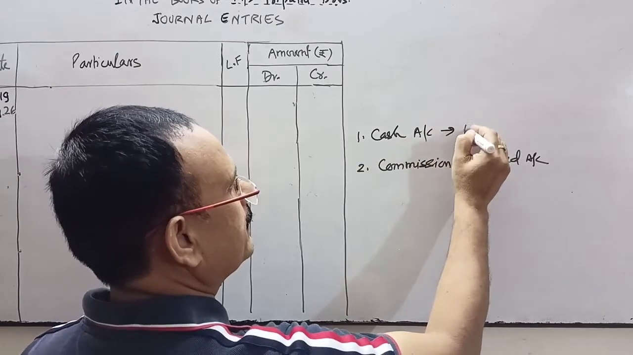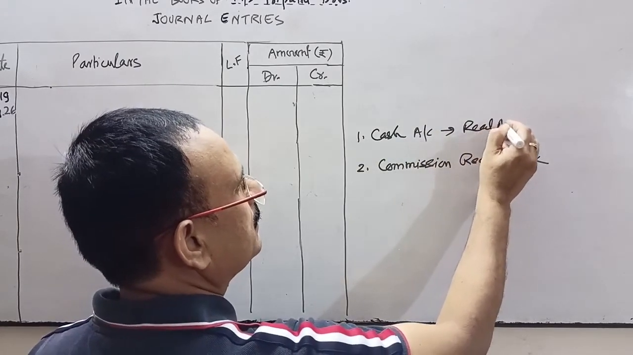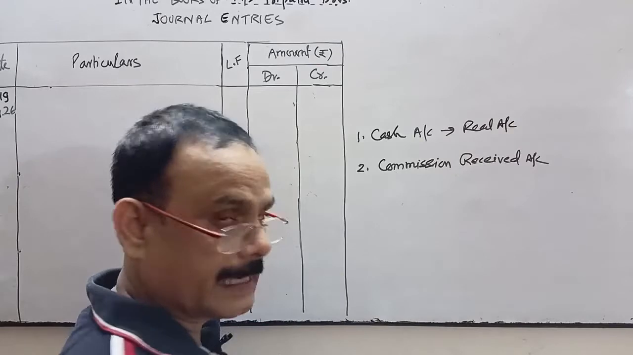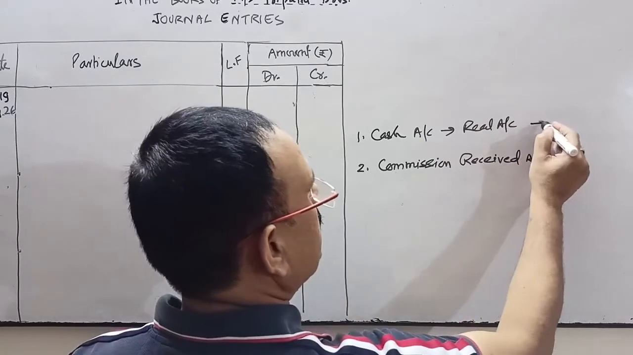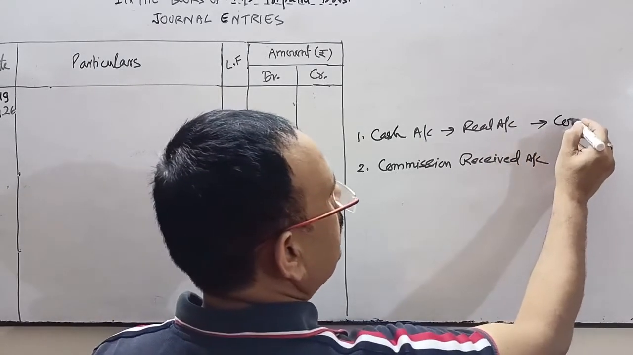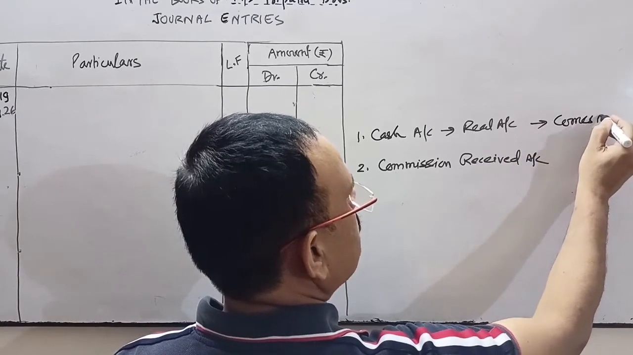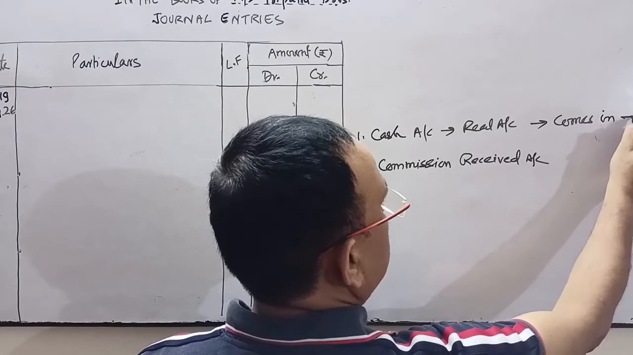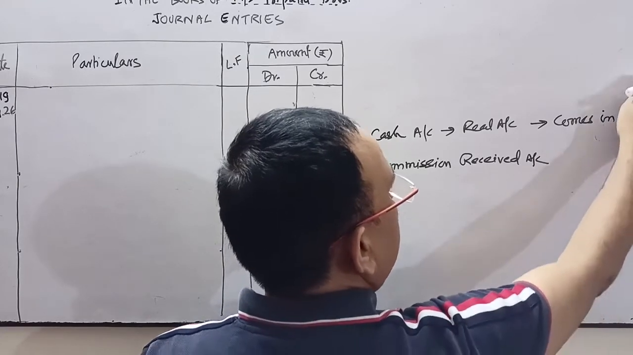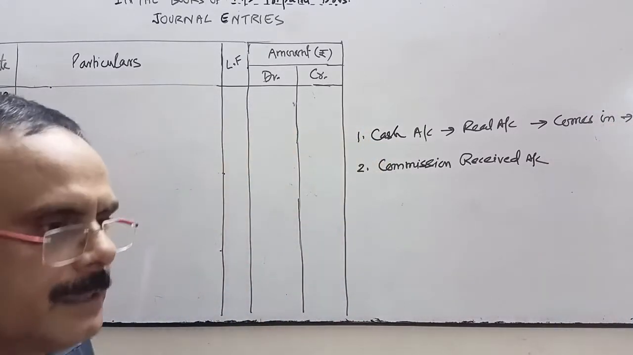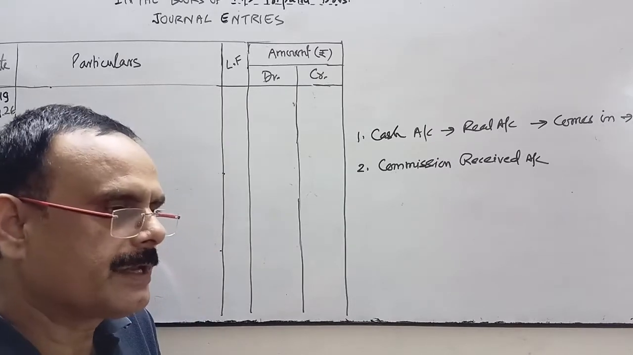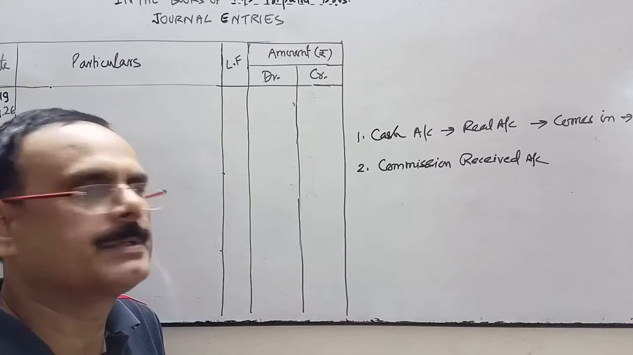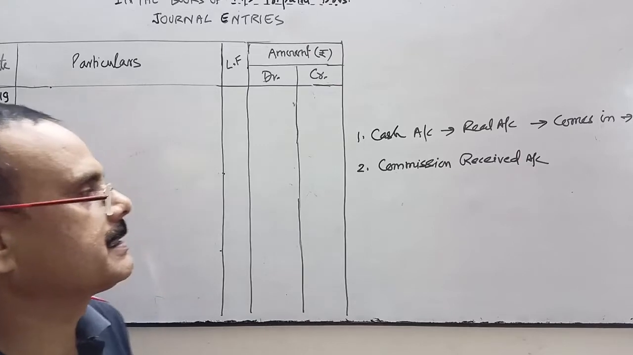Cash account, as already discussed, is a real account. It's an asset, and as per the real account, what comes in is debit. So the cash comes in. What comes in is debit. Cash comes in, that's why the cash will be debited. When we receive commission, cash comes into the business.